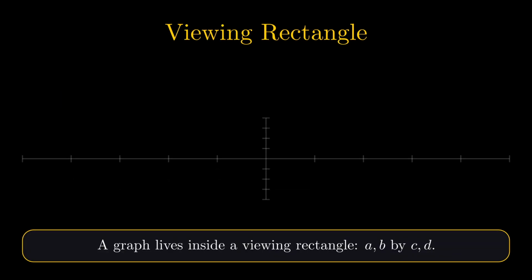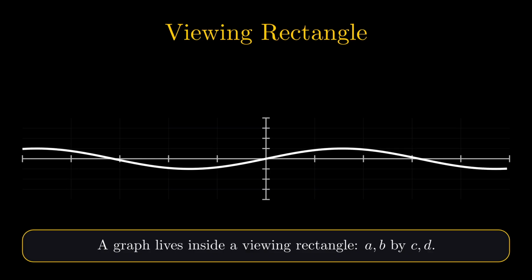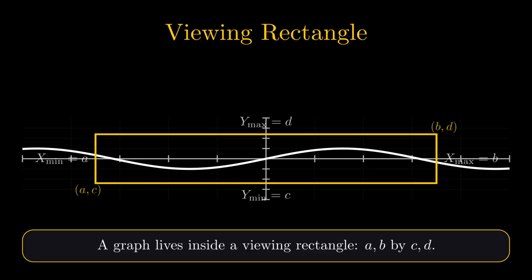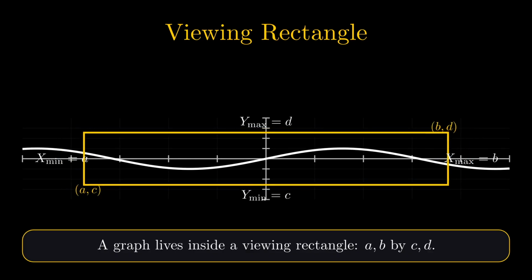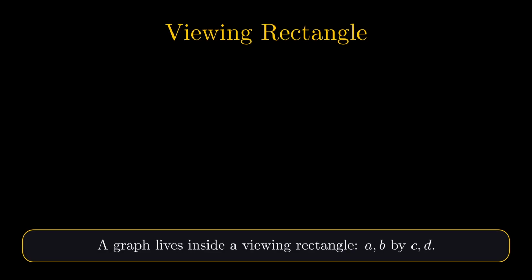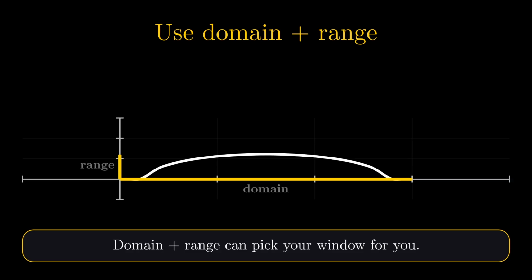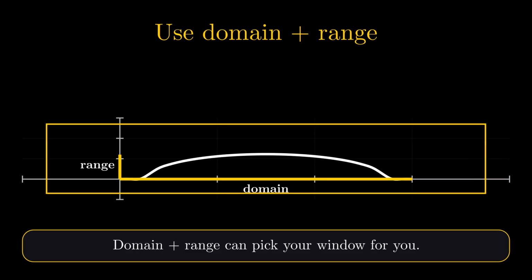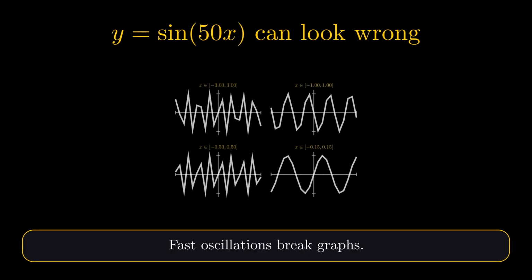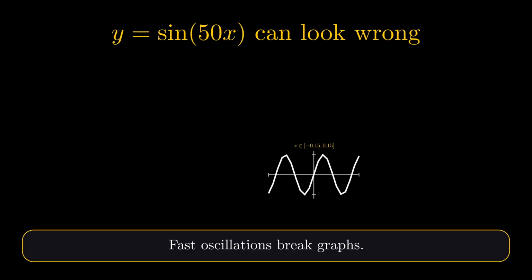A graph only shows what fits inside the window. X from A to B, and Y from C to D. Change the window, change the story. If you know the domain and range, you can choose a window that actually shows the whole function. No guessing. When the function oscillates faster than your calculator samples, the graph can look completely wrong.